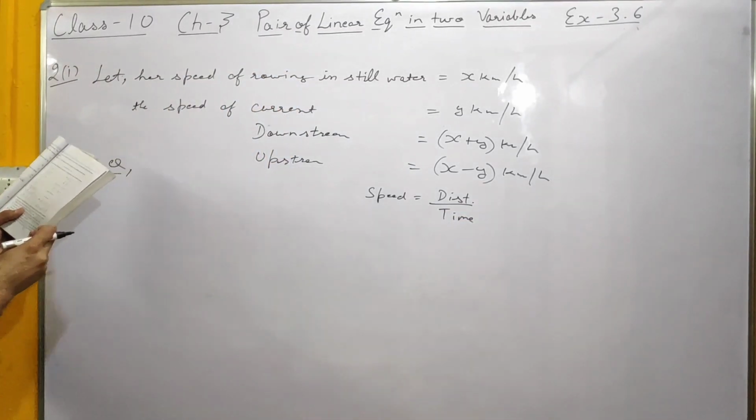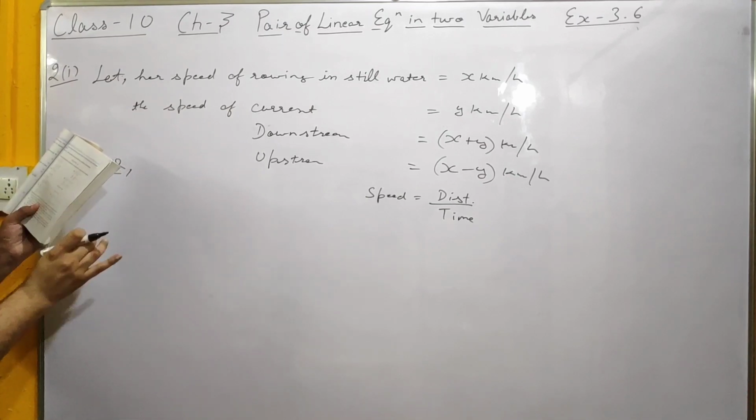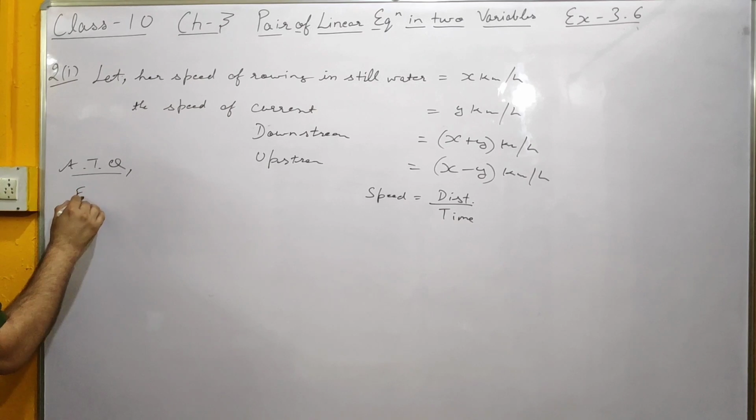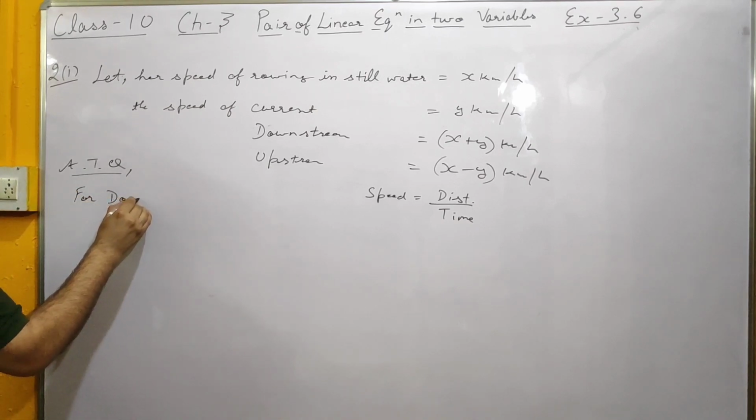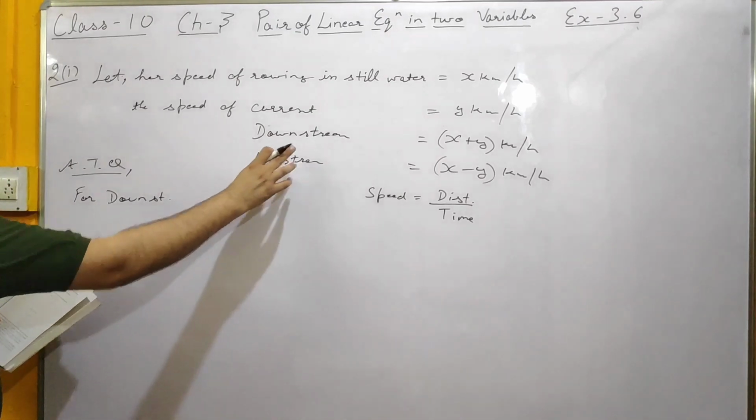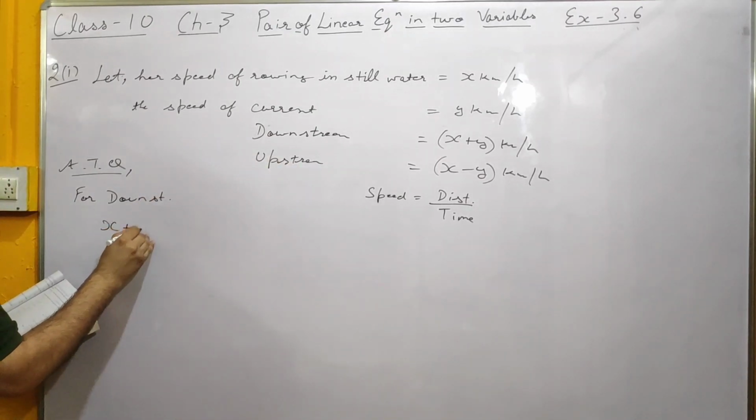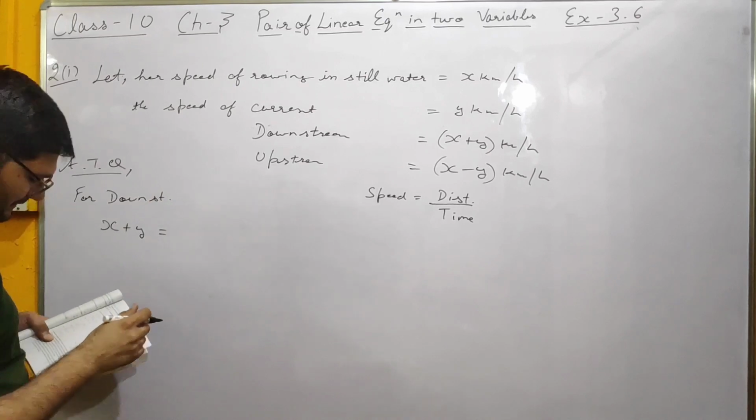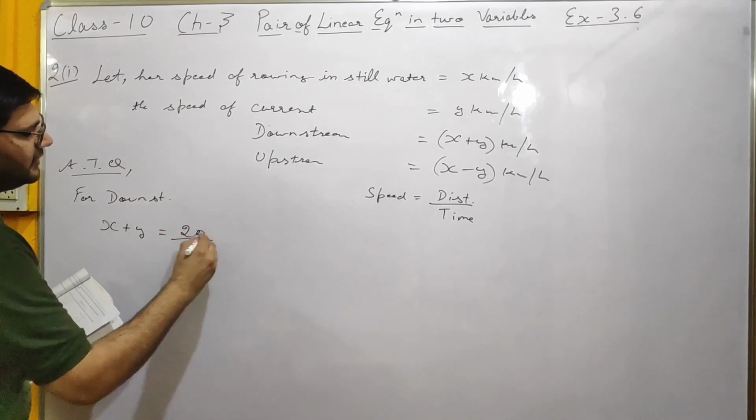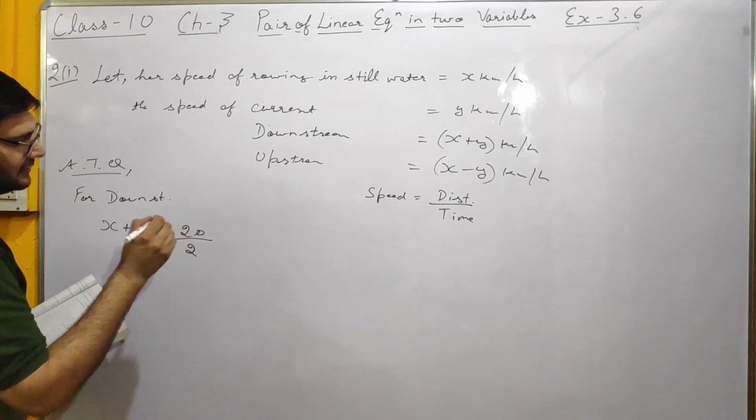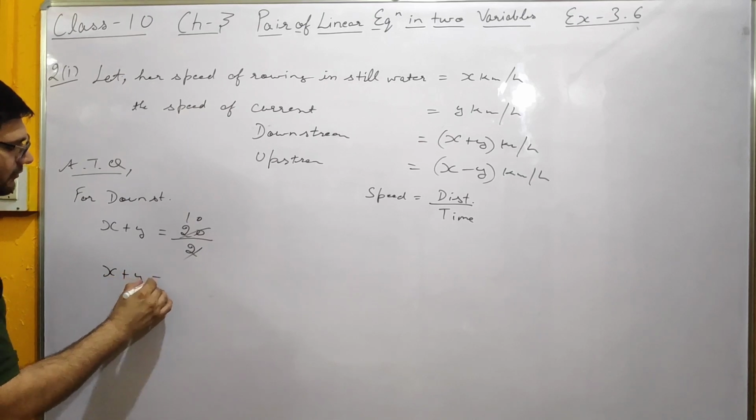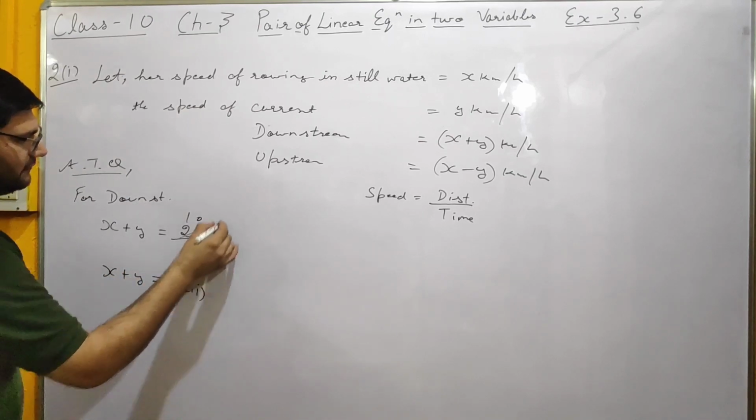Ritu can row downstream 20 kilometers in 2 hours. So first is the case for downstream. In downstream, the speed is x plus y equals, what is the distance? It is saying 20 kilometers. And what is the time? In 2 hours. So 20 by 2 is 10. So x plus y equals 10. This is our first equation.